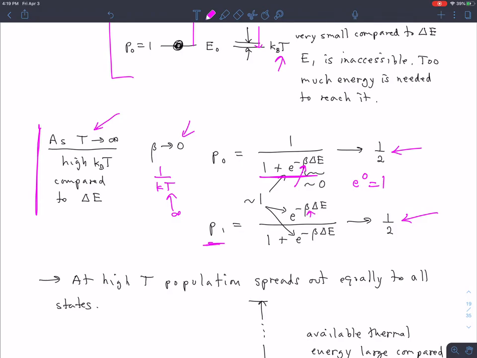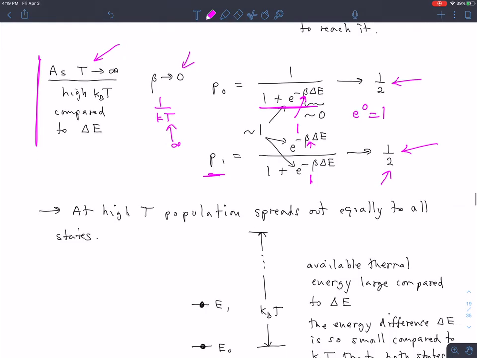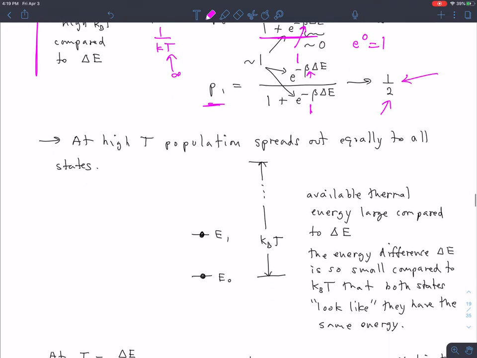Now, if beta is 0, this is a 1 up on top, that's a 1 down there, and again we get 1/2 for the probability of the excited state. At infinite temperature, the probability of both states are equal and equal to a half. And so the intuitive picture is that now you've got a whole load of thermal energy in the background. It's easy to pull some energy in from the surroundings in order to excite your system up to the excited state. And that means that this energy gap between the two is negligible compared to the available thermal energy, and so both probabilities are equal.